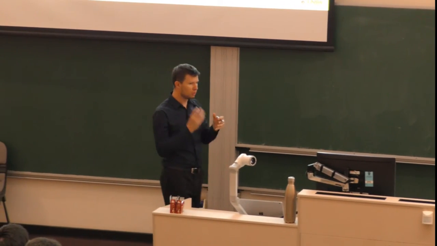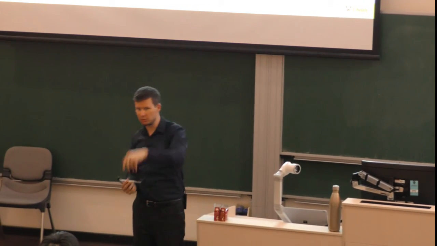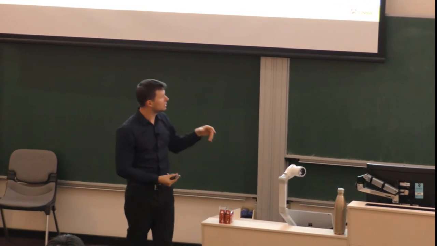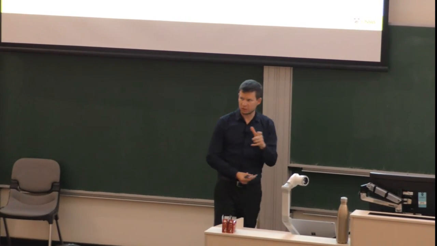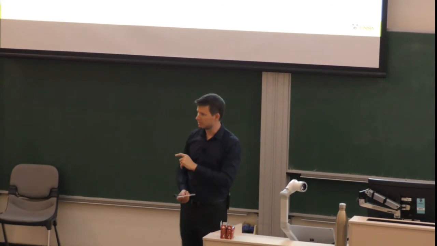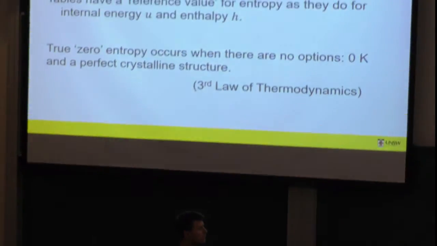The actual zero point of entropy, like the zero point of potential energy, is out in space where there is no gravity. The zero point of entropy is at 0 degrees Kelvin in a perfect crystalline structure. And that's the third law of thermodynamics, which we don't cover. And then it also says you can't get there through a non-infinite number of processes.